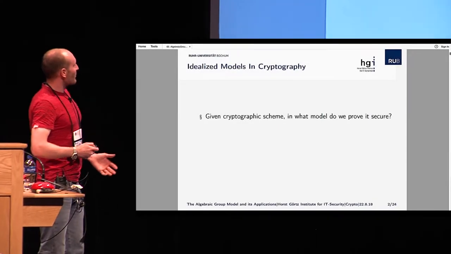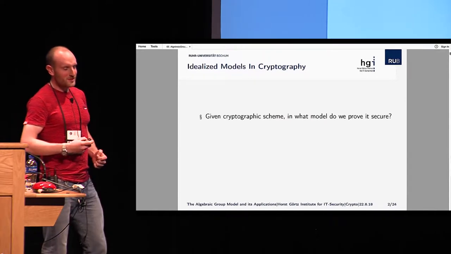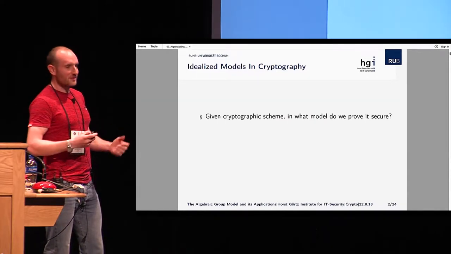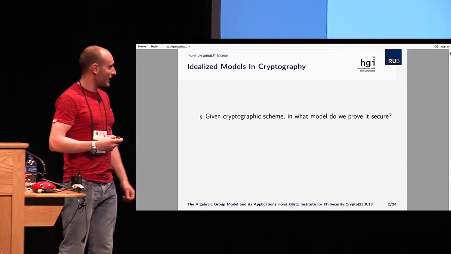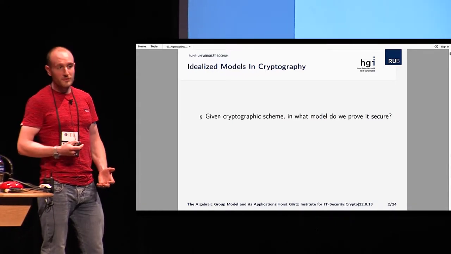OK, so suppose that you come up with a new cryptographic scheme. And now you would like to prove this scheme secure. I guess this is a situation that most of us here can relate to. So the first question that you have to ask is, in what kind of model do you prove security?